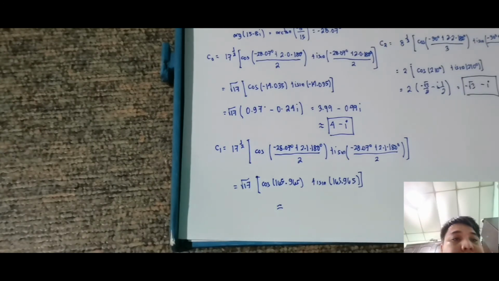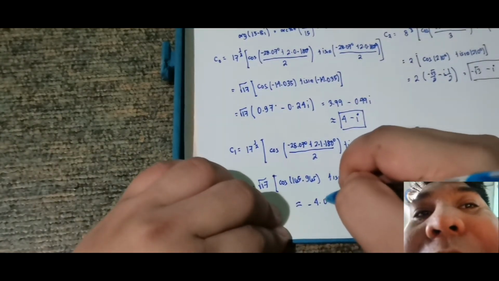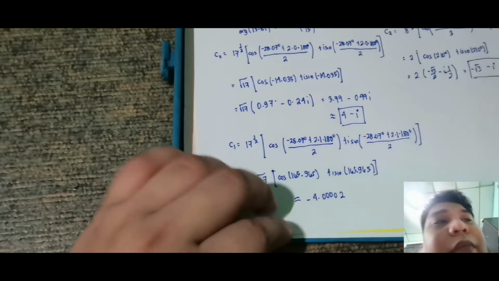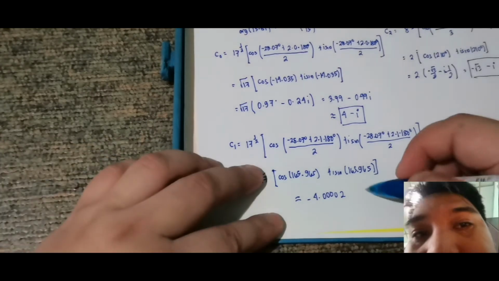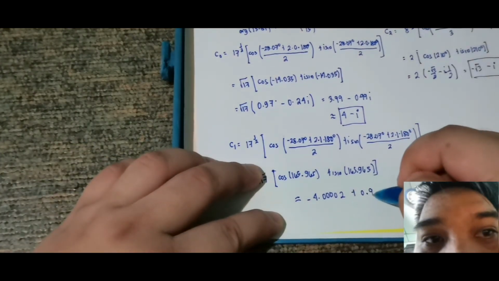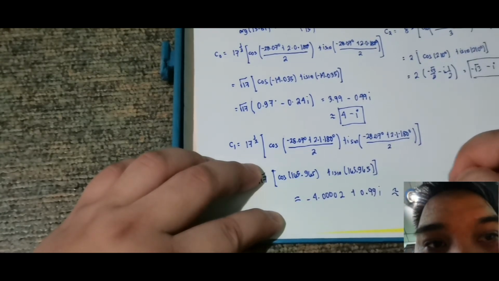So this is cosine 165.965, okay, times square root of 17, is negative 4.00002. Okay, then next is sine 165.965, then times square root of 17, that's 0.99. So that's plus 0.99 i, or approximately negative 4 plus i.